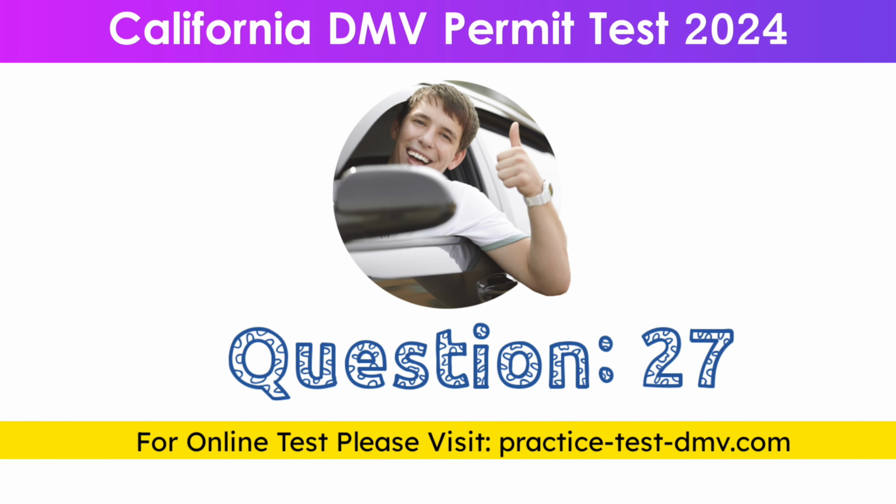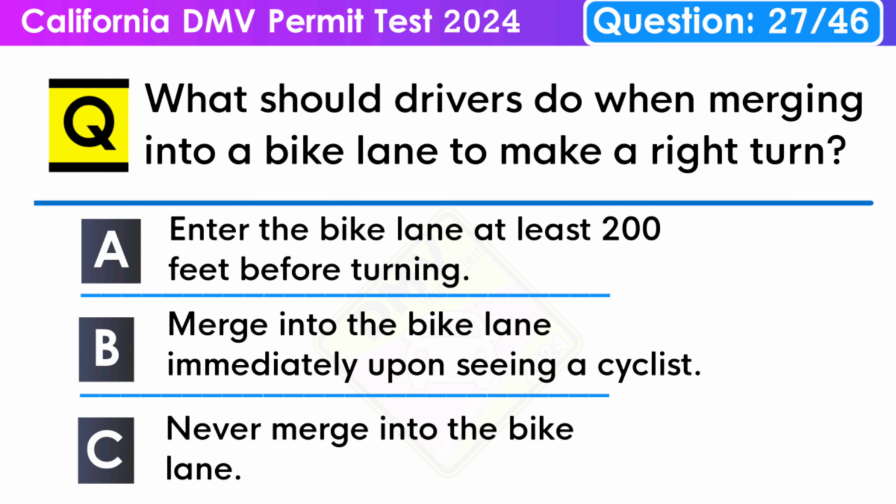Question 27. What should drivers do when merging into a bike lane to make a right turn? A. Enter the bike lane at least 200 feet before turning. B. Merge into the bike lane immediately upon seeing a cyclist. C. Never merge into the bike lane. Correct answer: A. Enter the bike lane at least 200 feet before turning. Drivers should enter the bike lane no more than 200 feet before making a right turn. This helps ensure a safe and predictable merging process without surprising bicyclists.